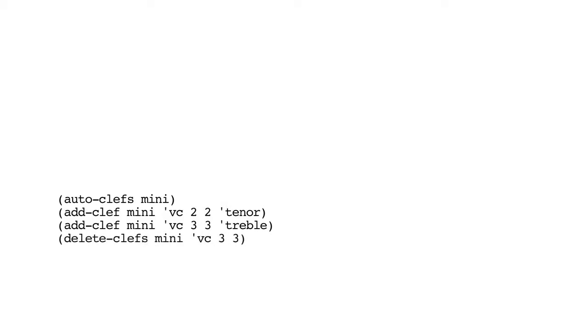After that, we add a couple of clefs, for instance, in bar 2 before the second event, and this counts rests also, bear that in mind. We add a tenor clef there. Then in bar 3 before event 3, we add a treble clef, and we immediately delete that clef so that you can see that the method works when you look at the score.